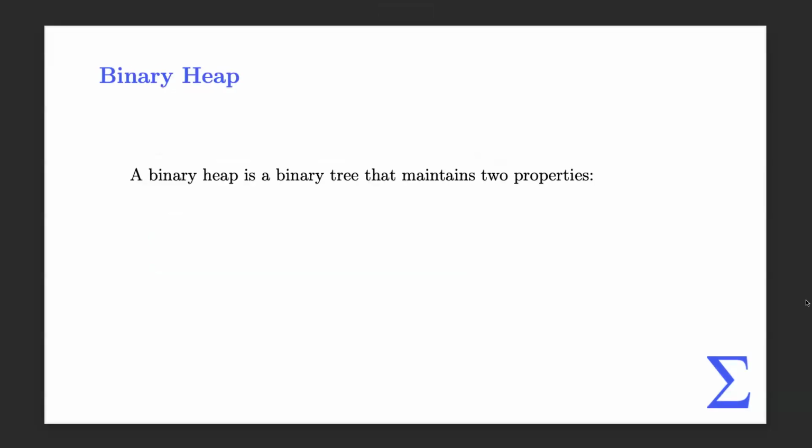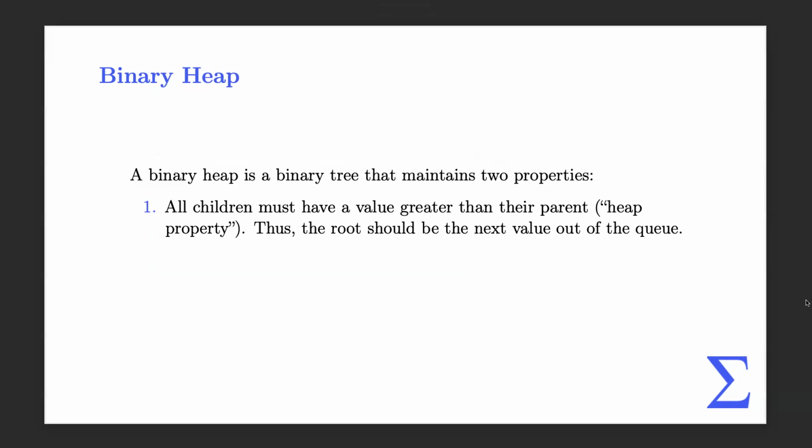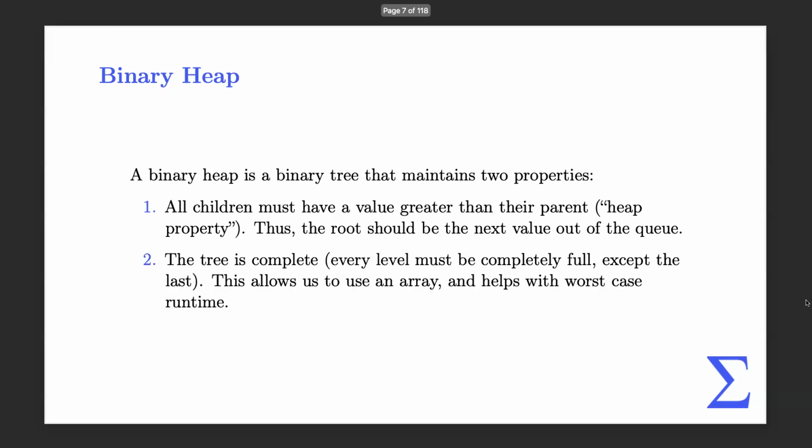So the first iteration on improving that is binary heaps, which is a binary tree that has two properties. The first property is that all children have a greater value than their parent, and we call this the heap property. So automatically the smallest value is the root of the tree, because it just gets larger the deeper you go.